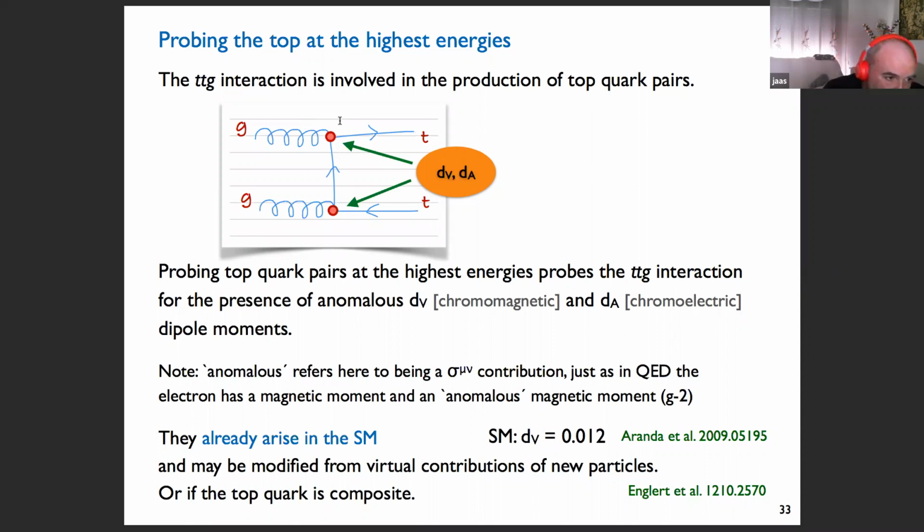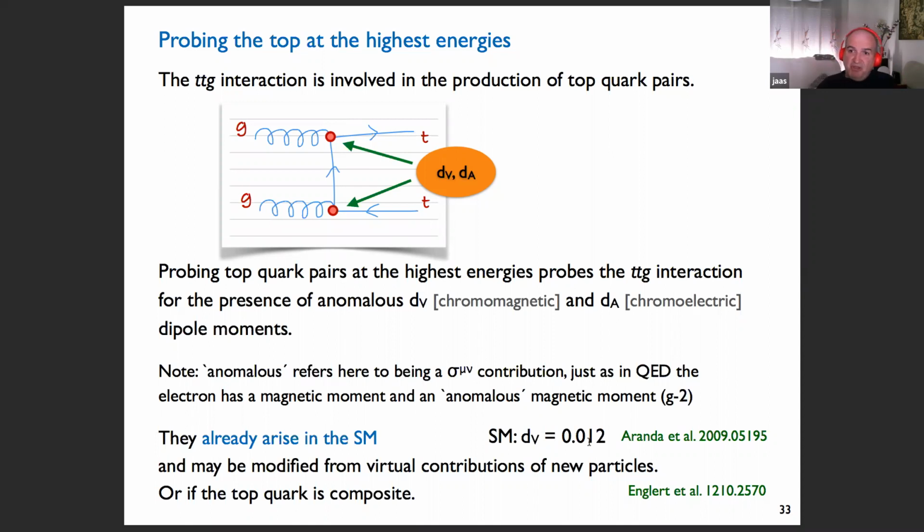By the way, I'm calling this term anomalous by analogy with QED. When the sigma mu nu term, you call it anomalous magnetic moment because it's not the usual 2 magnetic moment, you call it g-2. And of course, this anomalous chromomagnetic moment arises in the standard model. It has a value of 10 to minus 2.